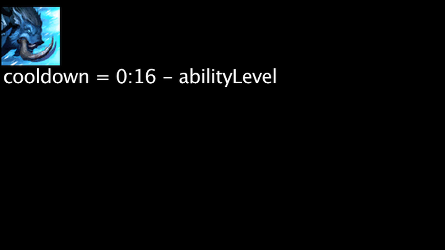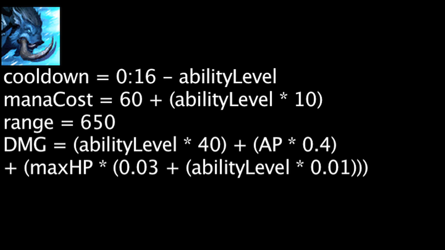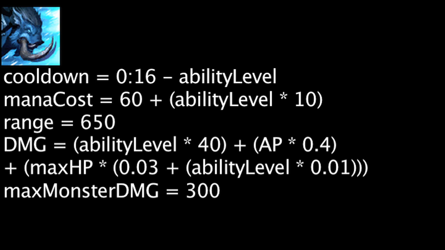Arctic Assault has a cooldown equal to 16 minus the ability's current level. It will also cost mana equal to 60 plus the ability's current level times 10. When activated, Sejuani will dash up to 650 units and deal magic damage equal to the ability's current level times 40, plus Sejuani's ability power times 0.4, plus the target's maximum health times 0.03, plus the ability's current level times 0.01. This ability cannot deal more than 300 damage to monsters.